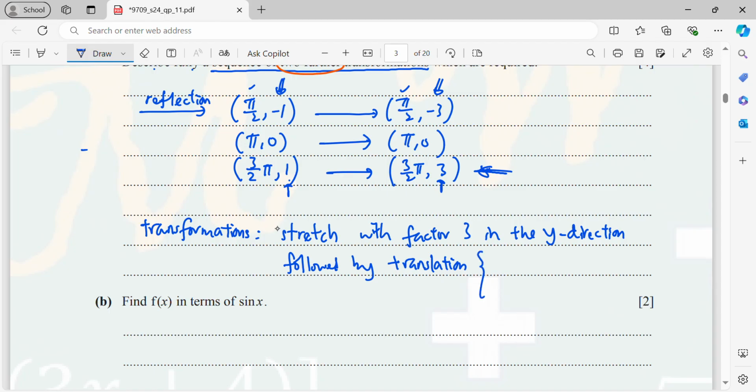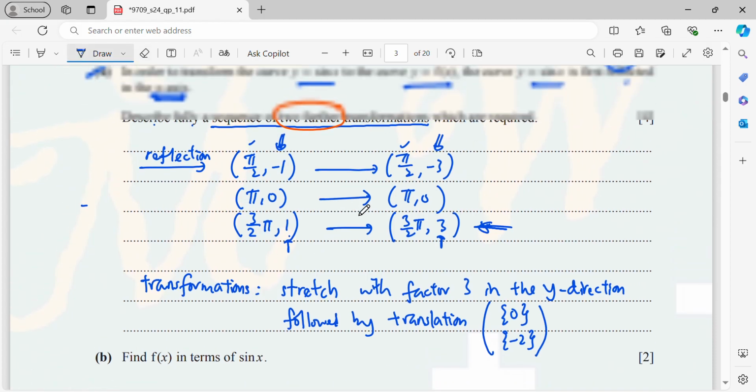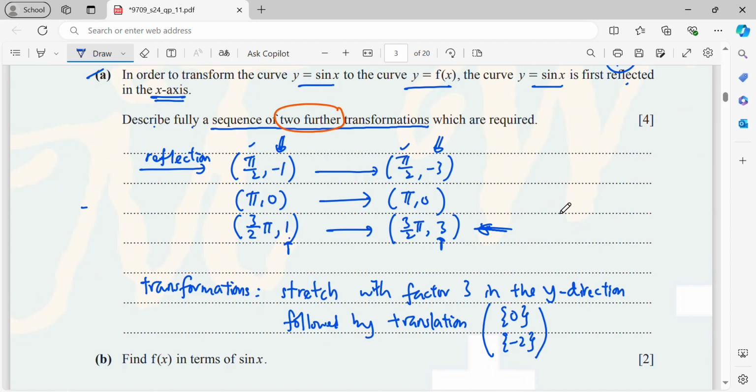Translation of, now no difference in the x, move down 2 units for the whole graph. So this will be your transformations. Okay, so here is stretch. So done for the A.